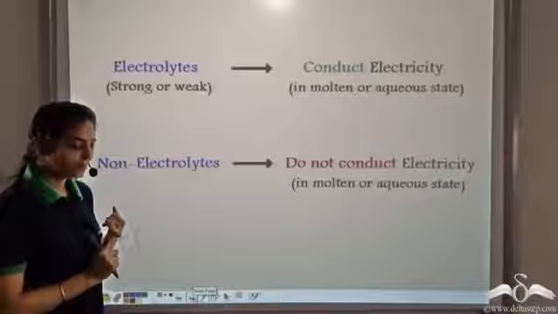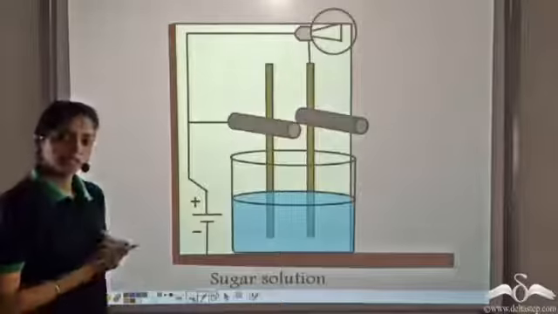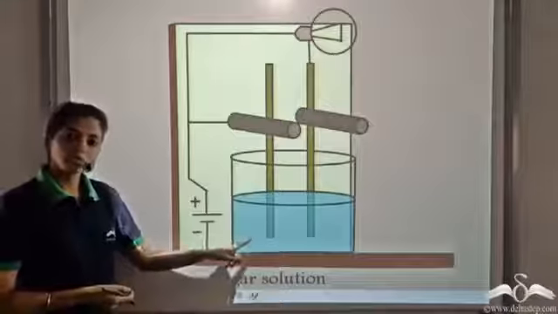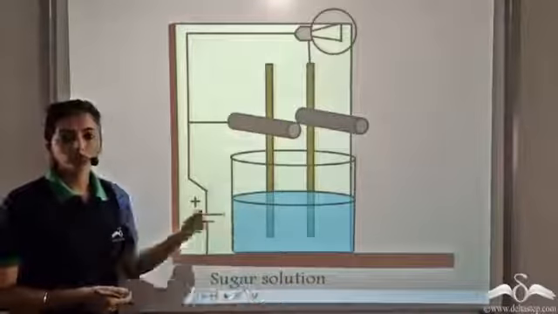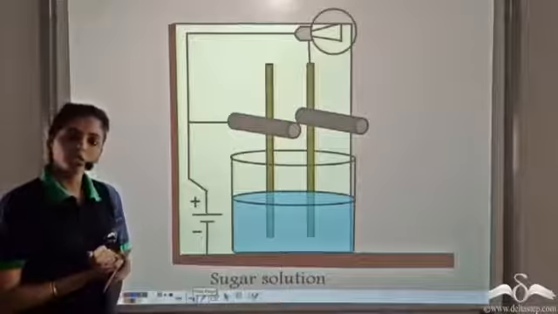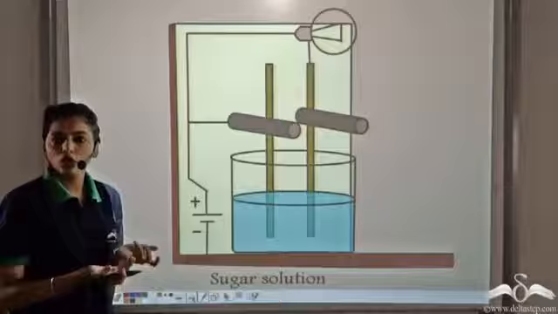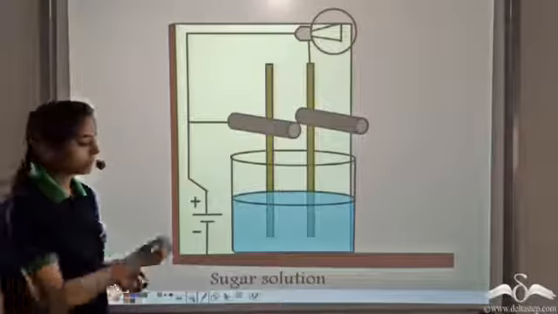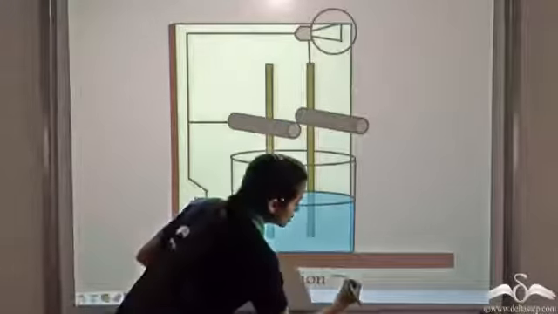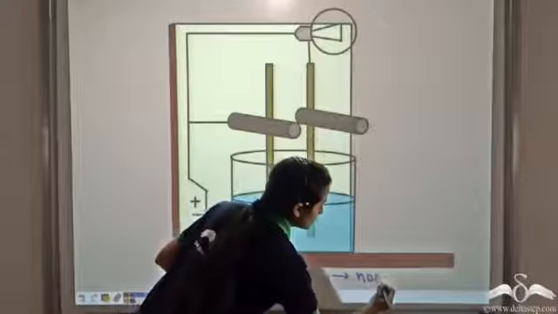So let's take an example. When we use sugar solution, we see that the bulb does not glow. That is, there is no passage of electricity. So is it a strong electrolyte, weak electrolyte, or is it a non-electrolyte? Since it is not conducting electricity, this means that sugar solution is a non-electrolyte.